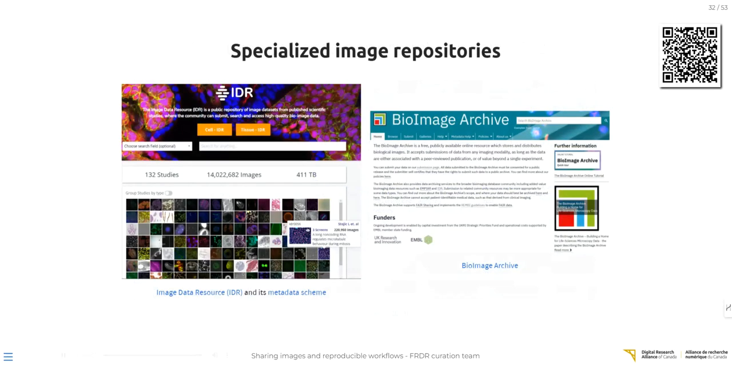Now let's turn to two specialized repositories for bioimaging data. On the left, we have the Image Data Resource, IDR. It hosts curated datasets from published imaging studies and applies a standardized metadata model to ensure reusability. On the right, the Bioimage Archive at EMBL-EBI also supports datasets from diverse modalities, aligning with FAIR and REMBI principles, and working in tandem with IDR and MPR.